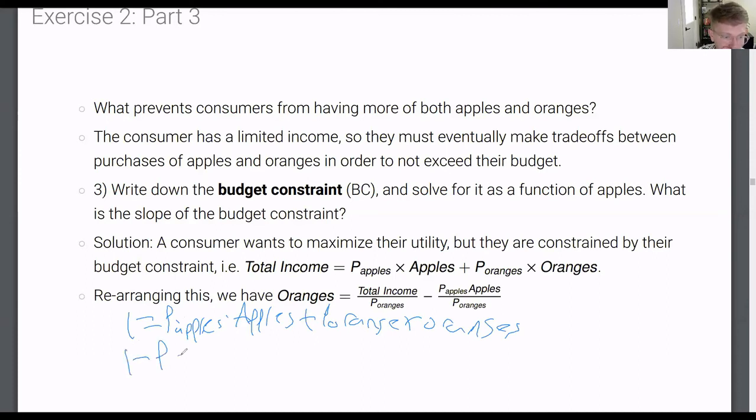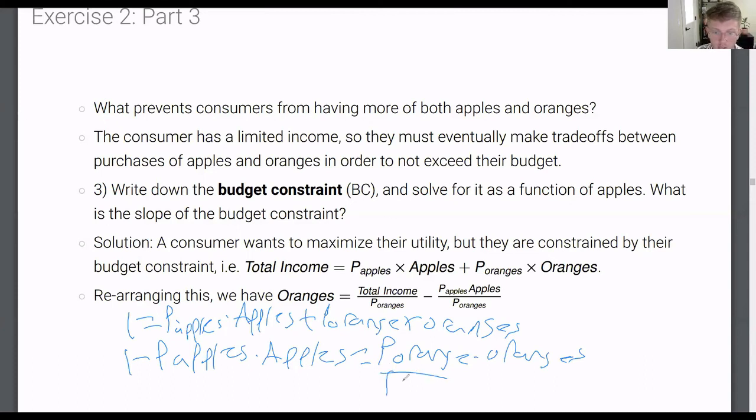subtract P apples times apples from both sides, that'll give us this expression, P orange times oranges. And then all we have to do to get the expression shown above is we just divide on both sides by P oranges. Those cancel. Here we get P apples over P oranges, and here we get income over P oranges. Okay, so in total, the expression is just oranges equals total income over P oranges minus P apples over P oranges.